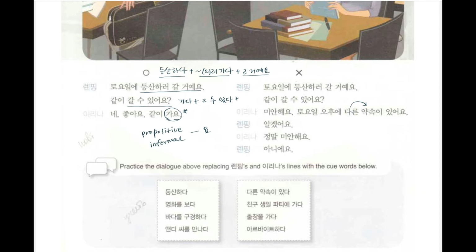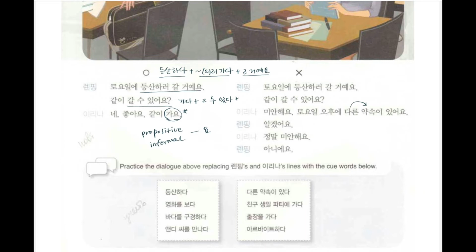자, Irina says, I'm very sorry. On Saturday afternoon, I've got another plan. 자, Renping says, 알겠어요. Okay, I got it. Irina says, 정말 미안해요. I'm very sorry. Renping says, no problem. 아니에요. 좋습니다. 자, this time, let's take a roll.